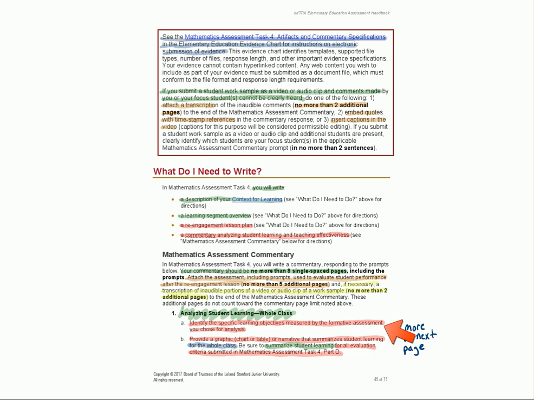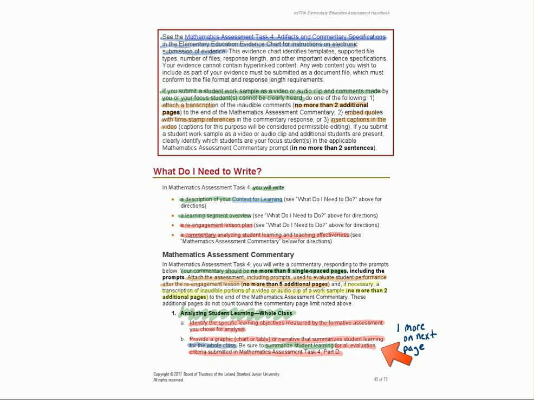You might support those, and I've seen them supported with content standards, but the learning objectives should be what students are intended, the learning segment intended to teach these things to the students in terms of mathematics. The next piece, which we've shared already, provide a graphic, chart, or table or narrative that summarizes student learning for the whole class.